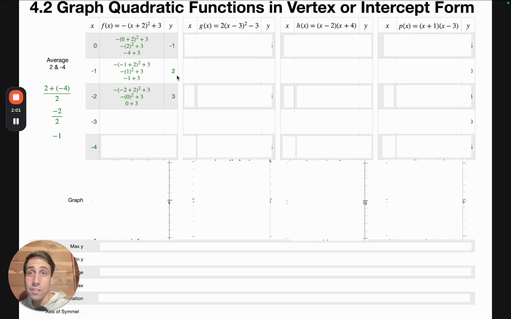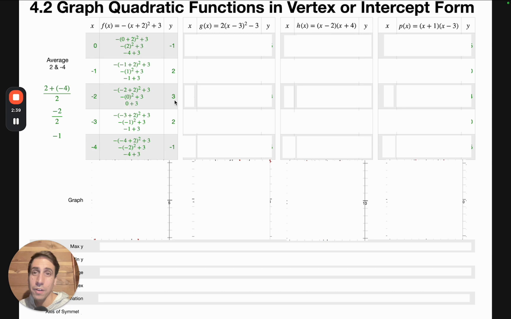0 plus 2 is 2. Squared is 4, and then make it negative, you get negative 4. Negative 4 plus 3 is negative 1. Negative 3 plus 2 is negative 1. And then negative 1 squared gives you positive 1, but then you make it negative again, so it comes back to negative 1. Negative 1 plus 3 is 2. Negative 4. Negative 4 plus 2 is negative 2. Squared, you get 4, and then make it negative, becomes negative 4. Negative 4 plus 3 is negative 1.